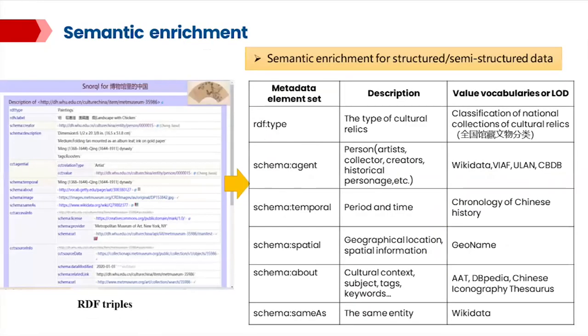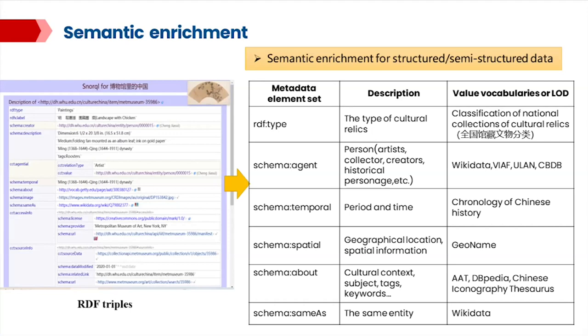Semantic enrichment is an effective strategy to improve the data value through semantic technology and was applied as a main strategy to construct smart data in GLAMs. As for structured or semi-structured data, data providers' metadata are enriched by linking the data values with controlled vocabularies or external datasets.